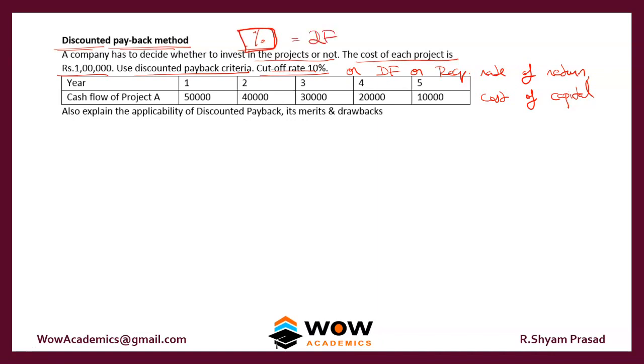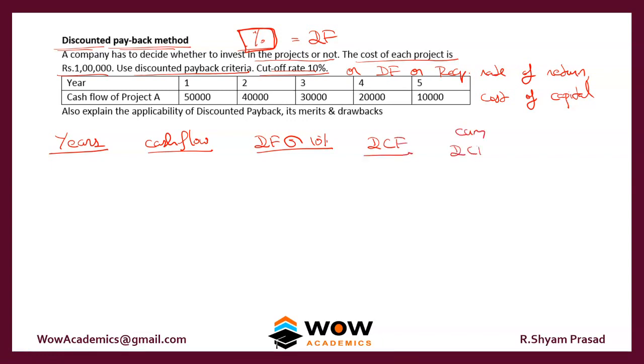So we'll do the sum. Again, we have to start with years. Then we have to get the cash flow. Then we have to get the discount factor at 10%. Then we have to get the discounted cash flow. Then we have to get the cumulated discounted cash flow. So we don't need to do the full sum. Wherever we could end up with 1 lakh, that is more than enough. So we'll start from there.